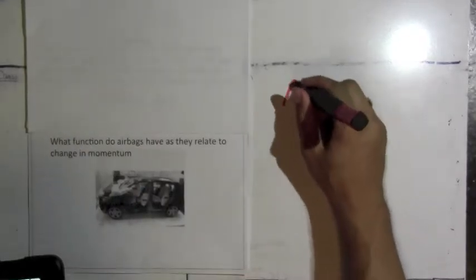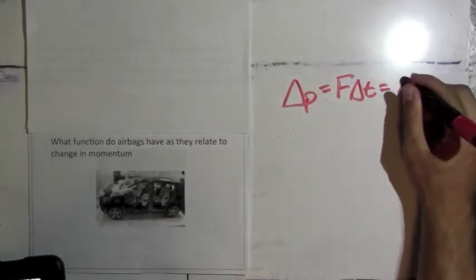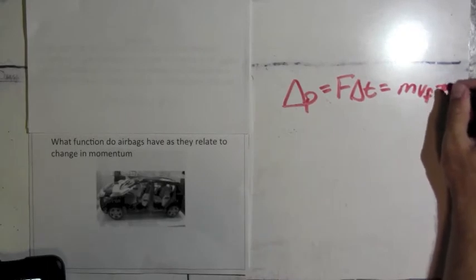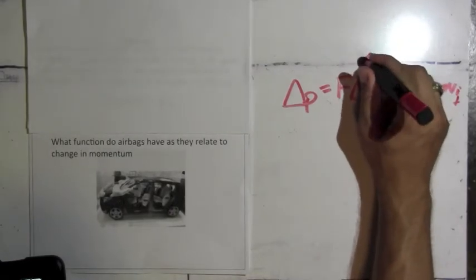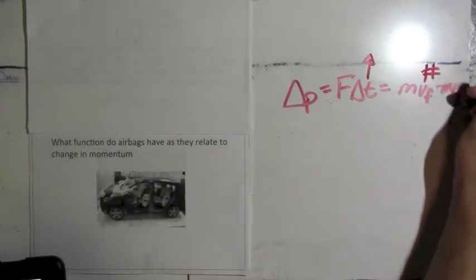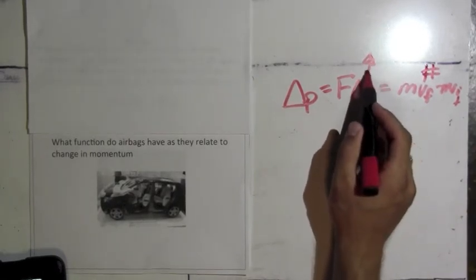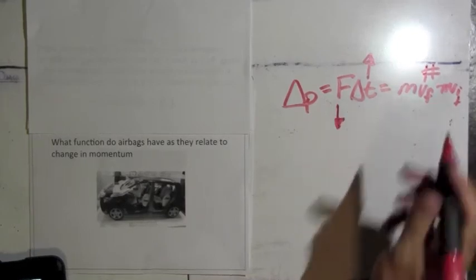This question says, what functions do airbags have as they relate to change in momentum? Remember, when we're talking about change in momentum or impulse, we have delta P equals F delta T, or mvf minus mvi. The airbag cannot change the velocity of the car. It cannot change the mass of the car. But what it can do is increase the impact time, the time that it takes for the collision to occur. If this number is a set constant value, which it is in a particular car crash, you want to increase the time as much as possible to decrease the force.